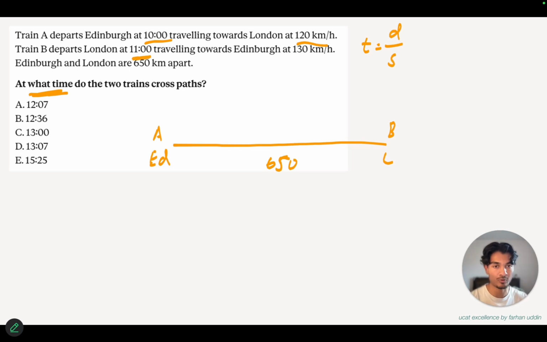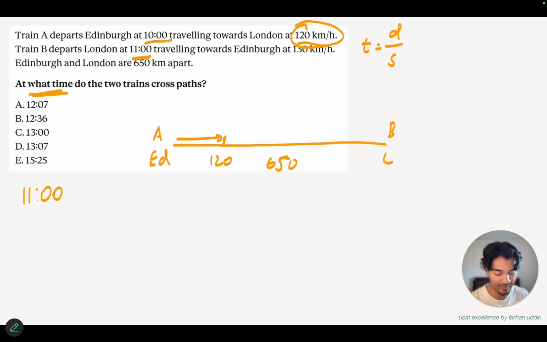The reason that's important is because it'll change the amount of distance that both of them cover at once. How do we know how much distance? Well, if train A traveled for 1 hour and its speed is 120 kilometers per hour, then it traveled 120 kilometers. So let's do that here. 120 kilometers. Now, we are at 11 o'clock by the time train A has traveled this much. Now, at 11 o'clock, B departs London.